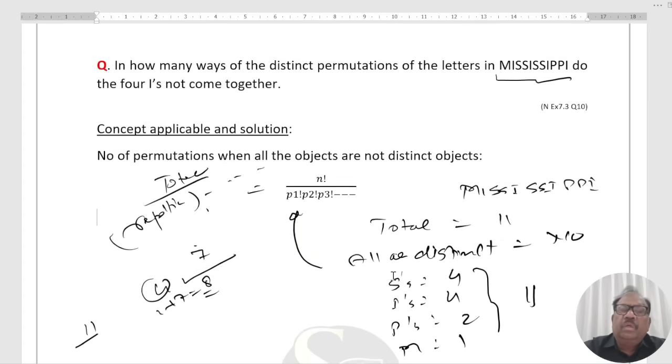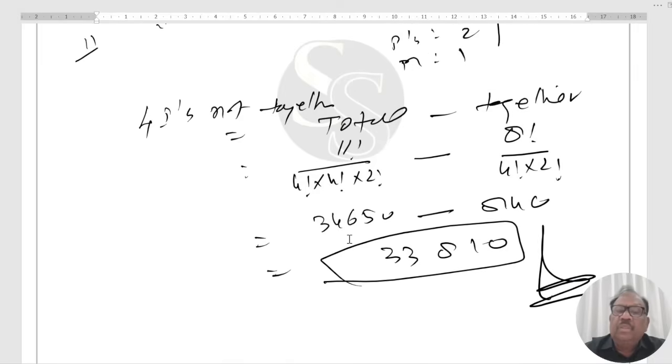When repetition is there, means all letters are not distinct, then this formula is applicable: total divided by the repetition. Repetition is S as 4, factorial 4. I's are 4, divided by factorial 2. P's are 2, divided by factorial 2, like this. Right? This is the answer. Next question.